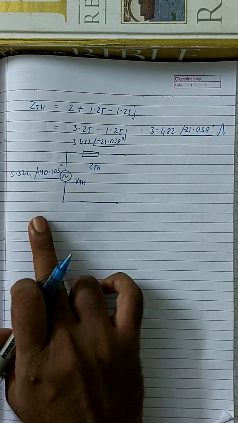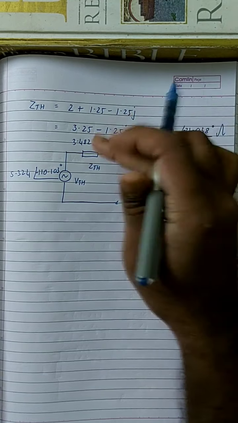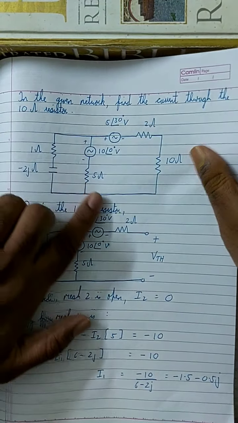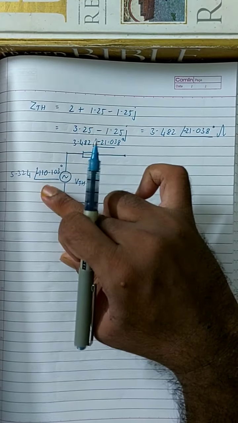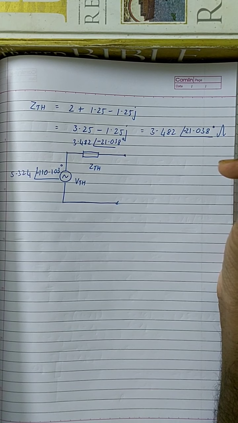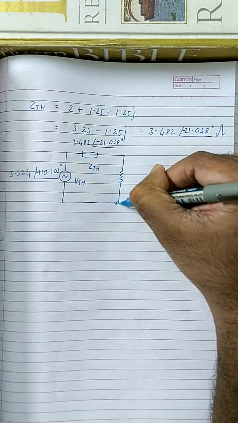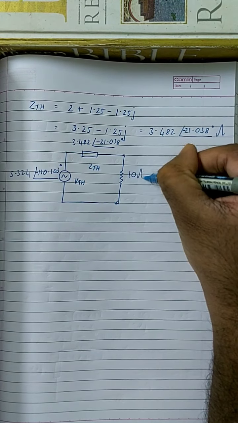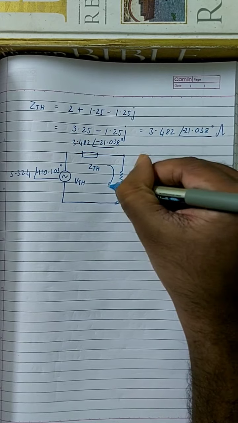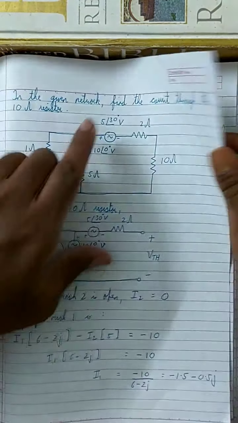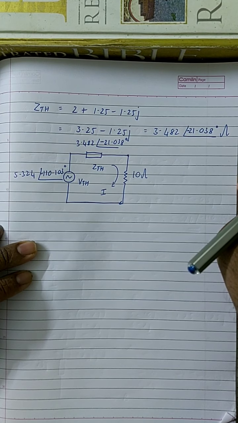So now I'm going to put back that resistor to its place. On putting back the resistor, this entire portion, not touching the 10 ohm, is now converted to its Thevenin's equivalent, that is a single voltage source with a series impedance. Now I'm putting that same 10 ohm load, which you removed before, back to its place, and now I'm going to find the current through the 10 ohm resistor. That is the question, right? Find the current through the 10 ohm resistor. So how do we find the current?